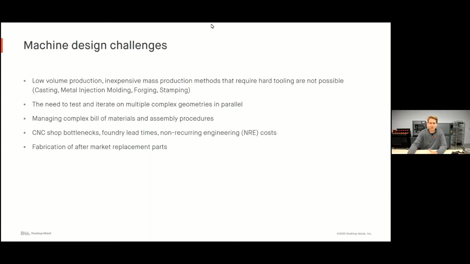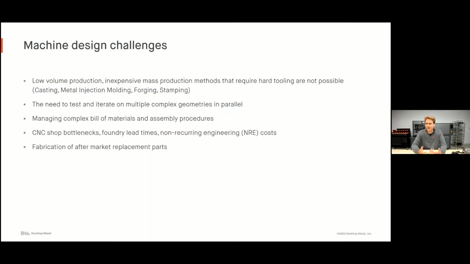So what are some of the challenges that we're seeing in machine design today? One of these challenges that we're almost always hearing is in terms of low volume production. When you're producing parts in low volume, these inexpensive mass production methods like casting, metal injection molding, forging, stamping, plastic injection molding, they're just not possible because they require hard tooling. That means that, for any part that's being produced in lower volume, usually like less than 100 or so, 1,000 parts, the costs are quite high. The lead times are generally quite high as well. And, with machine design, there's often quite a few custom components required that are being produced in low volume. So this is a huge challenge we're seeing in machine design.